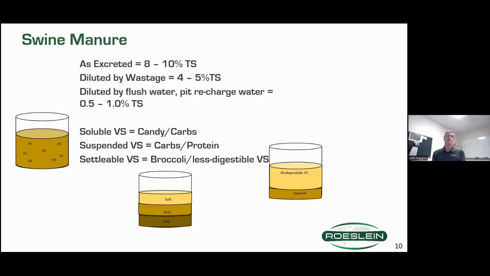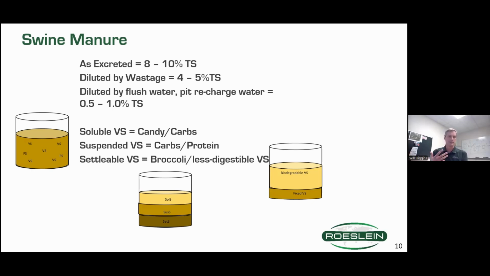So when I think about swine manure and how it gets into the lagoon and what's valuable about the manure, as it comes out of the animal, it's somewhere in that 8 to 10% total solids. The rest of it is water. And then that gets diluted even further by what we call wastage, which is water coming from drinking water that's spilled, or any water they're putting in with the food that gets spilled, and washing down the barns. And that might cut that in half from the 8% down to a 4%.